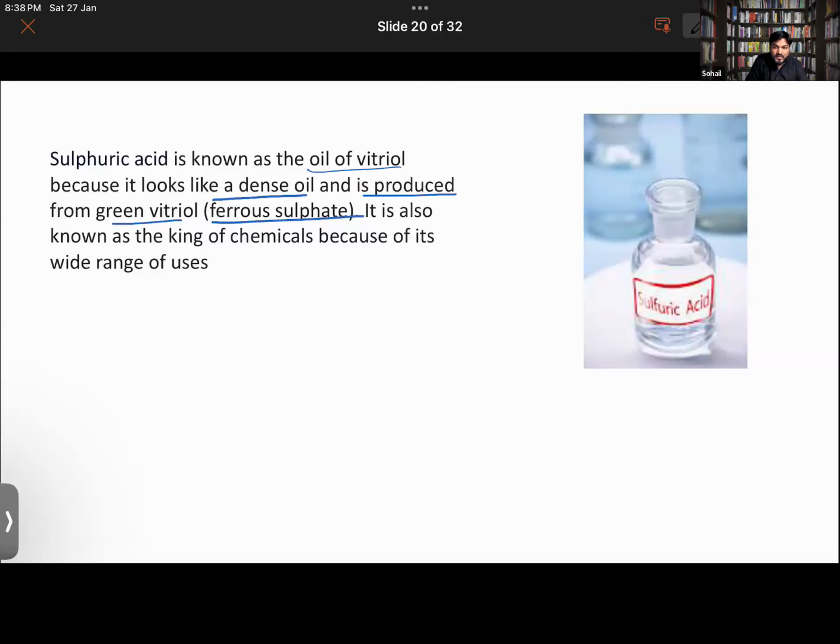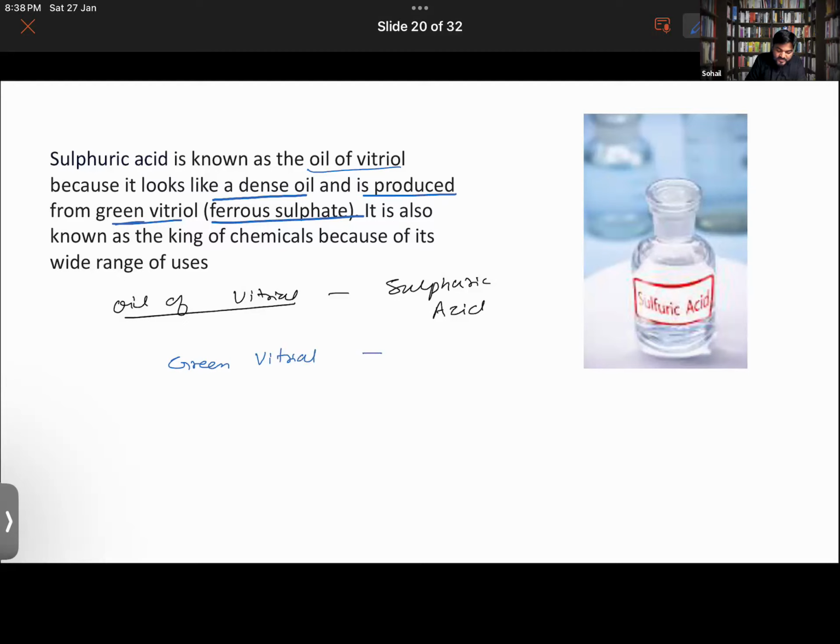You have blue vitriol, you already know. In terms of acid, you have oil of vitriol. Sir, can you repeat that again? I said that in bases, you have blue vitriol, that is used as an antacid. Sulfuric acid is called oil of vitriol, and it is produced from green vitriol. So you have one more terminology here, that is green vitriol.